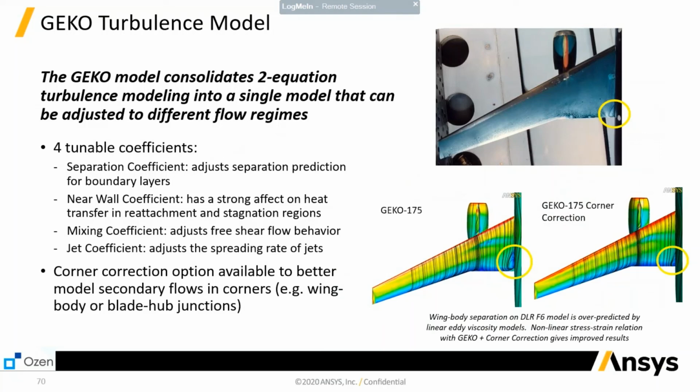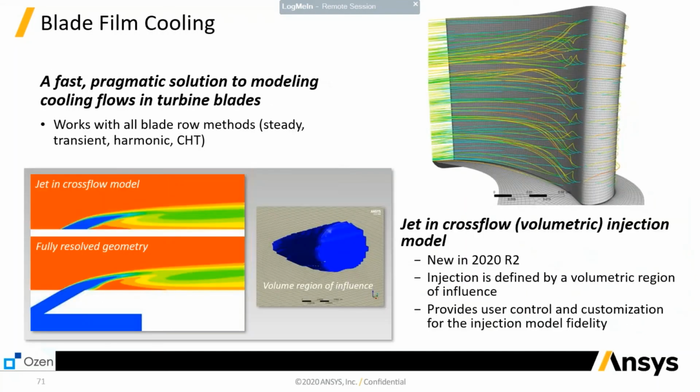Another thing which has been added to CFX is the Gecko model. If you are a FLUENT user, I'm sure you have heard of this. It's a generalized K omega model, which is a K omega model, but it has fine-tunable coefficients. So based on the application, it tunes itself, or you can tune it manually. So you can get very good agreement between test data and what you see in your CFD model. This was already available in FLUENT from a couple of versions back, but now we include that in CFX as well, so we can leverage it.